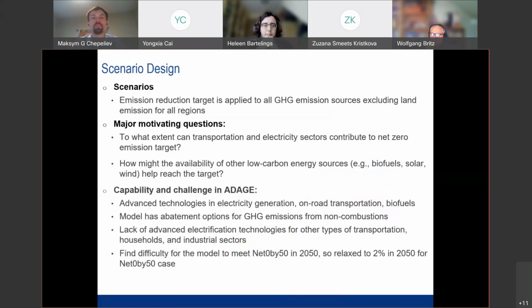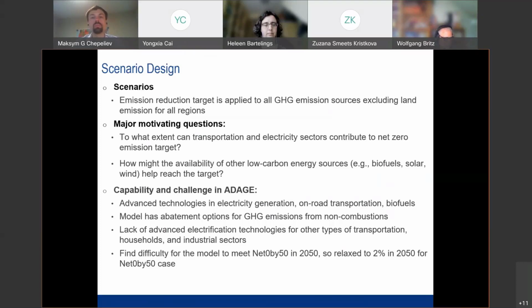All the emission reduction targets are applied to all greenhouse gas emission sources, but we exclude land emission, and the target is applied to all regions. This is to avoid leakage to some extent. We hope to understand to what extent the transportation and electricity sectors can contribute to the net zero emission target, and if other low carbon energy sources could help reach the target.